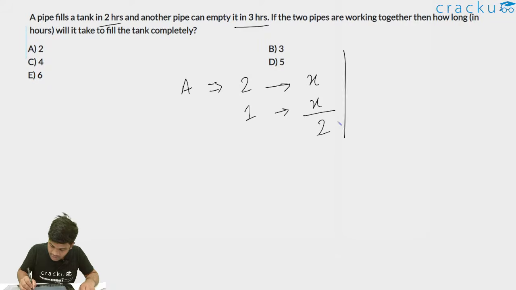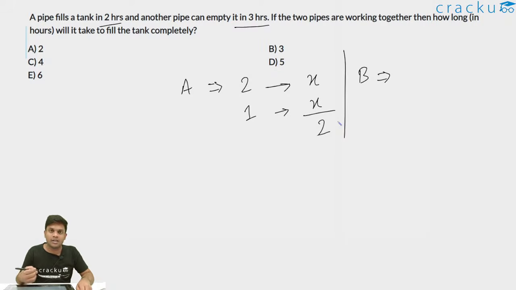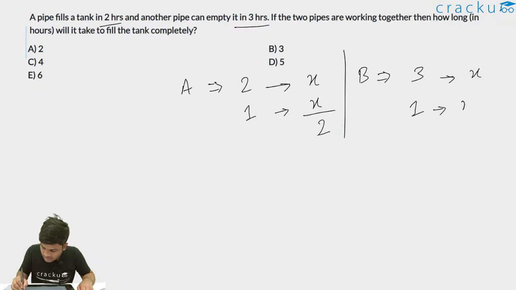Okay. Similarly for B, let's take B as the pipe which is emptying the tank. So in 3 hours, B can take out X liters of water from the tank. So in 1 hour, B can take out X by 3 liters of water. So if both A and B work together, A will fill the water in the tank and B will take out the water in the tank. Okay. So that means both will subtract.